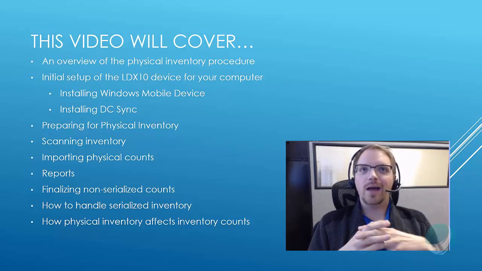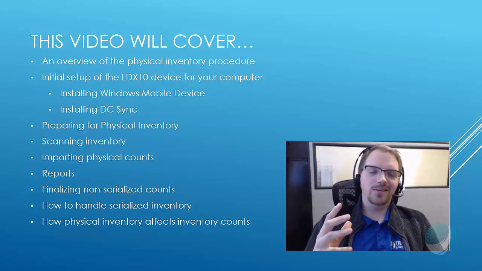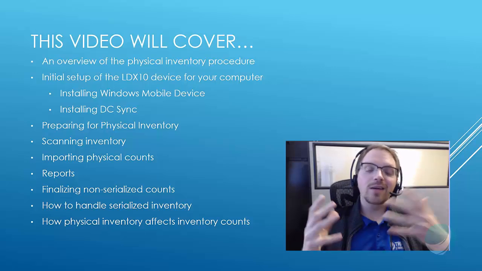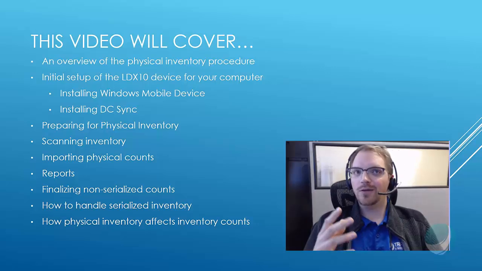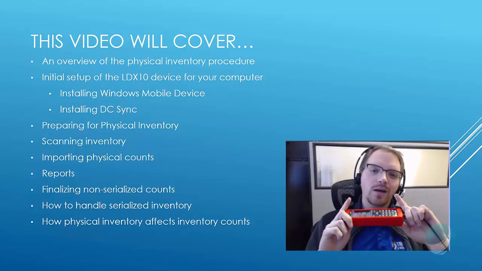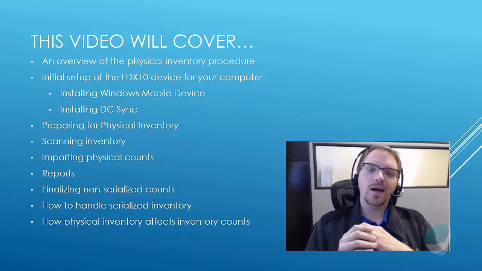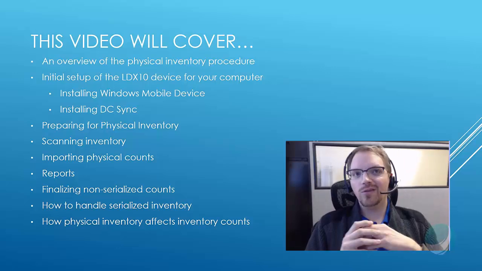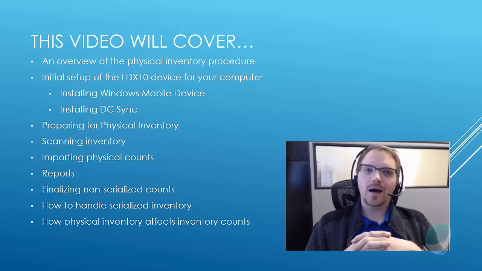And we're going to take a look at that. Two programs called Windows Mobile Device and then also DC Sync. From there, we're going to dive into the physical inventory process. We're going to take a look at how we prepare for a physical inventory, and then we'll scan a few sample products using our data collector. We'll then import those into AMSI. We'll take a look at a few reports, and then we'll see how to finalize that process, how we can handle specifically serialized inventory.